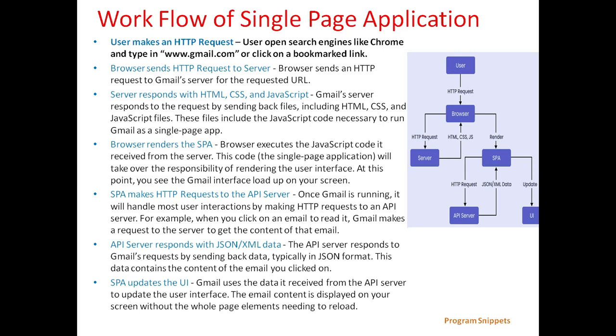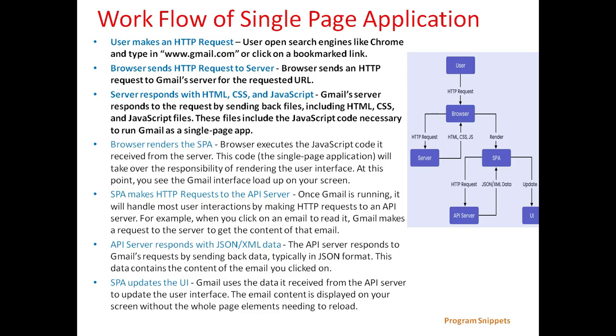First, user opens the search engine and types gmail.com on the browser. Then the browser sends an HTTP request to the Gmail server for the requested URL. Gmail server responds to the request by sending back files including HTML, CSS and JavaScript files. These files include the JavaScript code which is necessary to run Gmail as a single page application.